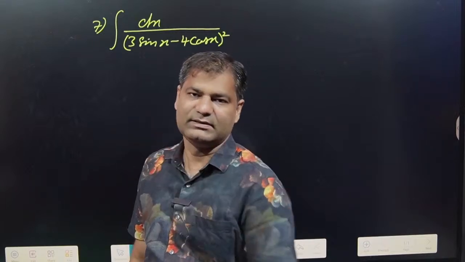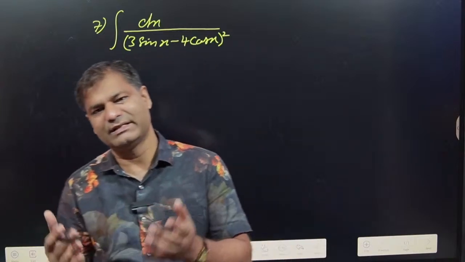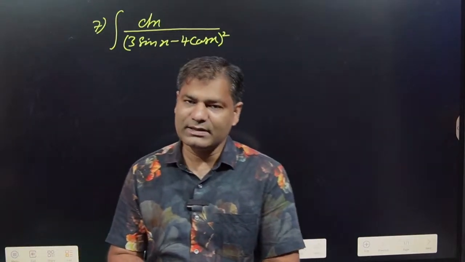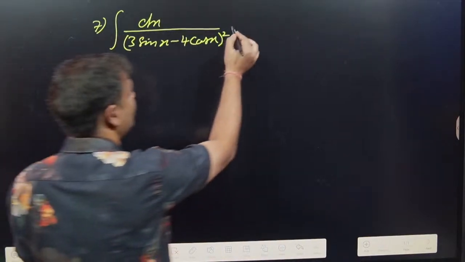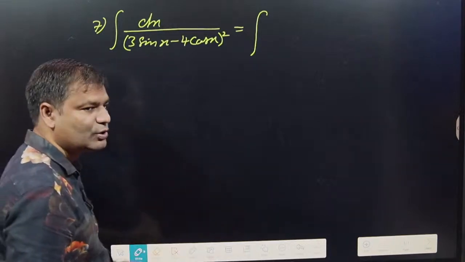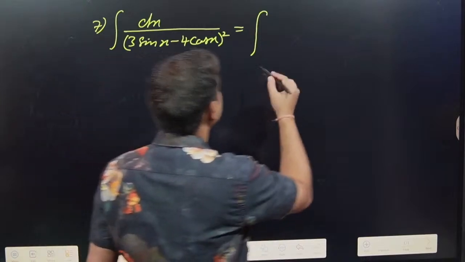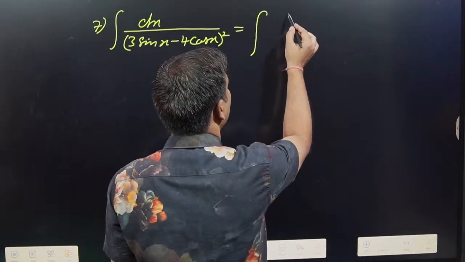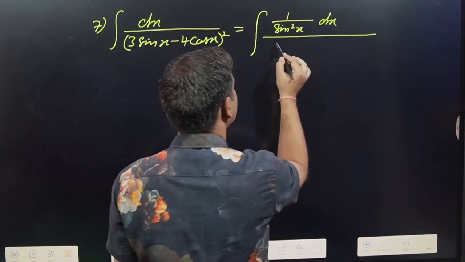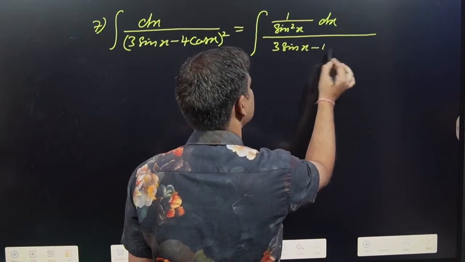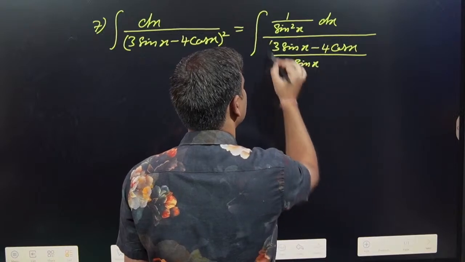First one, expand. Simply (a minus b) to the whole square, dx divided by (a minus b) to the whole square, simply written a square plus b square minus 2ab. Otherwise, if you go into the smart method, in both cases numerator and denominator both divide by cos square x or sin square x. If we divide by this one, 1 by sin square x in the numerator, and the denominator also divided by sin square x, that is sin x to the whole square.